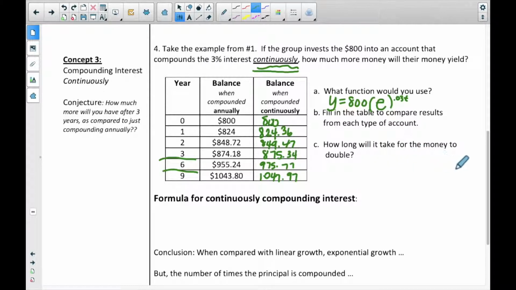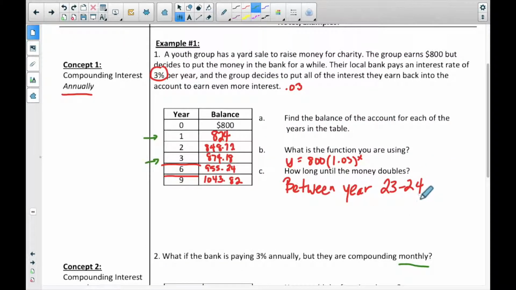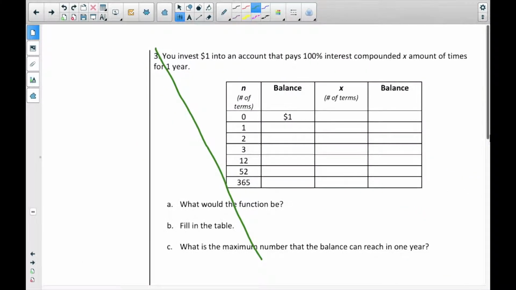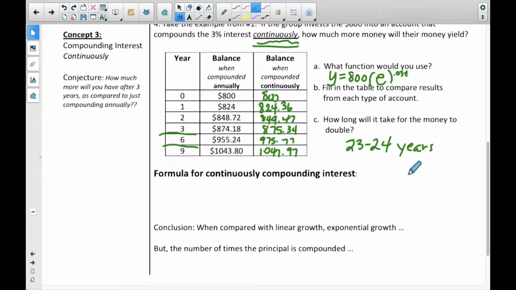Now, how long will it take the money to double? Once again, we have a way to do that in algebra, but we haven't learned it yet. So let's just go to our table, scroll down through your table, and see when is that $800 going to become $1,600. Okay, did you see it coming between 23 and 24 years? And if we look at the previous page, that's the same thing we had on the other page, between years 23 and 24. And on this page, we've got between 23 and 24. Same amount of time to double our money.